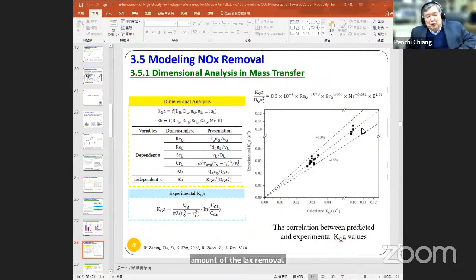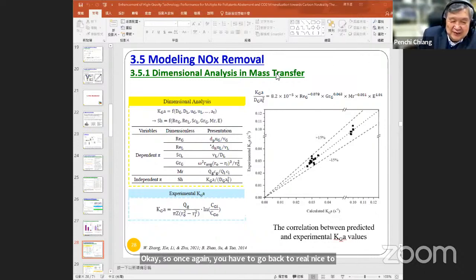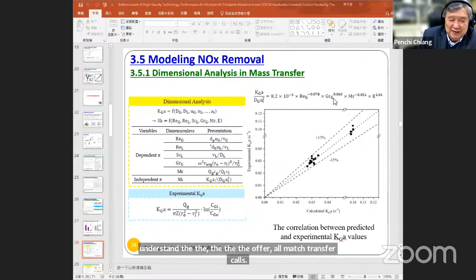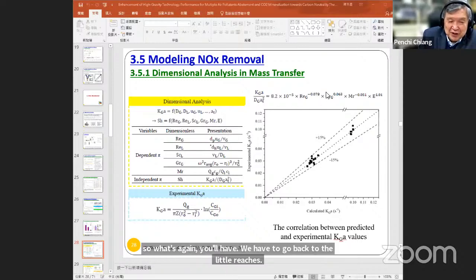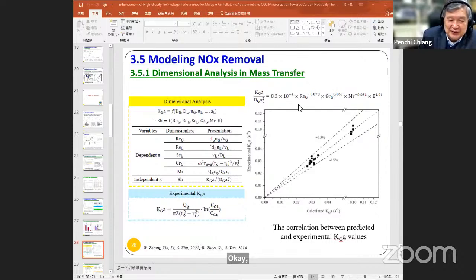So once again, you have to go back to understand the overall mass transfer coefficients with respect to the gas phase. We have to go back to the literature to know the major dimensionless groups. Those are the major numbers you have to understand. Then using the data, we fit the model so we can estimate the mass transfer coefficients based on this formula shown here.